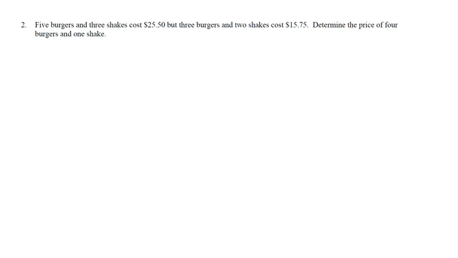5 burgers and 3 shakes cost $25.50, while 3 burgers and 2 shakes cost $15.75. Determine the price of 4 burgers and 1 shake. Okay, what do we have to find? X and Y. What's what? X is burgers and Y is shakes. Okay. Why not let B be burgers and S be shakes?